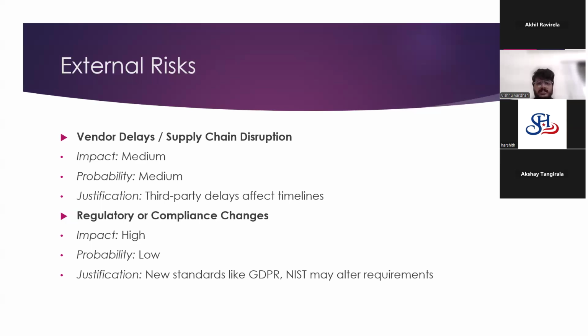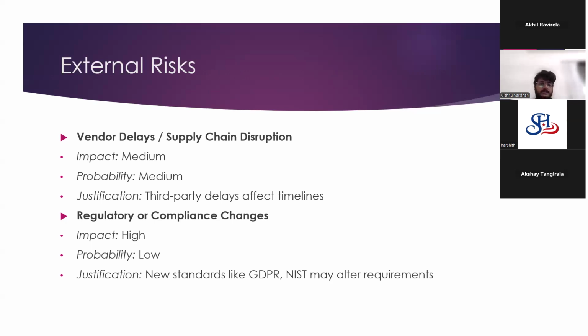Now I'm going to explain about the external risk. External risks are outside our direct control but can still have a big impact. Vendor delays or supply chain disruptions are frequent in hardware production or specialized services. Changes in regulatory requirements like GDPR or NIST guidelines can also impact system designs and compliance protocols. Though these events may be less probable, their potential effect is substantial.